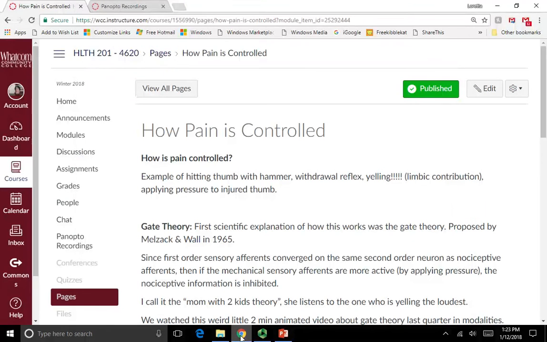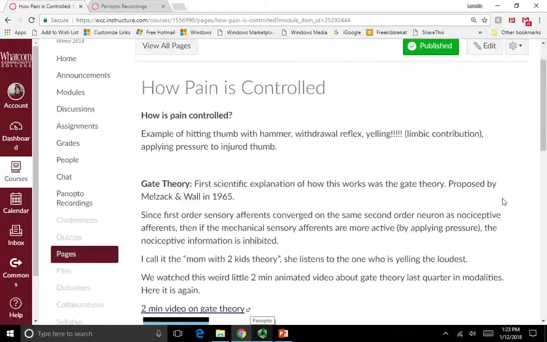All right, so here's where the rubber hits the road. How pain is controlled. So we had our example of hitting the thumb with a hammer: withdrawal reflex, yelling, that's our limbic contribution, applying pressure to the injured thumb. And gate theory, which I think I said this last quarter too, I call it the mom with two kids theory. So the mom can only listen to the kid who's yelling the loudest. So if the A beta fibers are yelling louder, then it reduces the pain. If the A delta and C fibers are yelling the loudest, you have more pain.